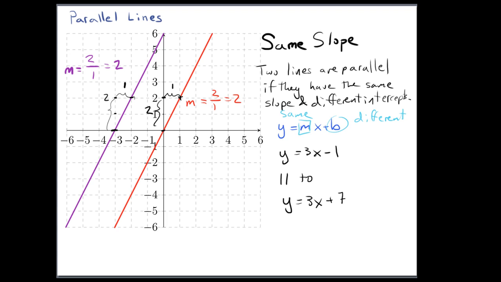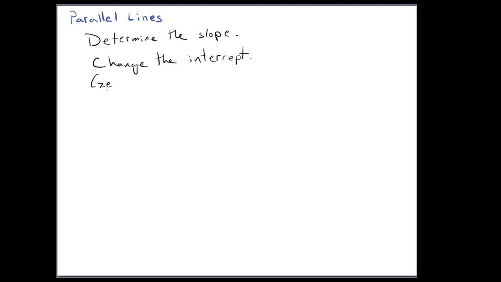So if I need to determine a parallel line, determine the slope, change the intercept, get a parallel line. Great.